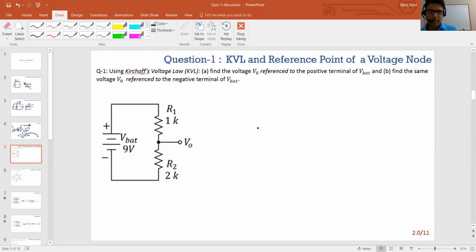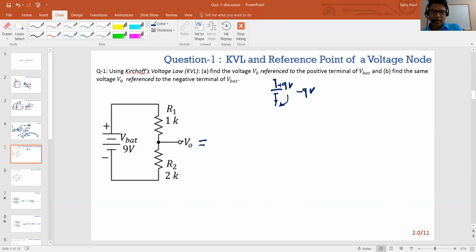I do this all the time. I'm asking this node's potential, but with respect to what? The first question I ask is with respect to this positive terminal, which is the same terminal as this, right? And then I ask you the potential of this terminal with respect to the negative terminal. For example, if you have a battery, we say it's 9 volt, but it's 9 volt of this with respect to this terminal here. But if I take this as my reference node, then it becomes minus 9 volt, right?